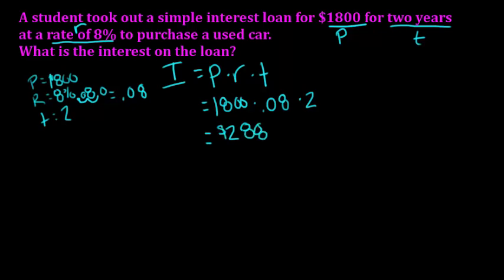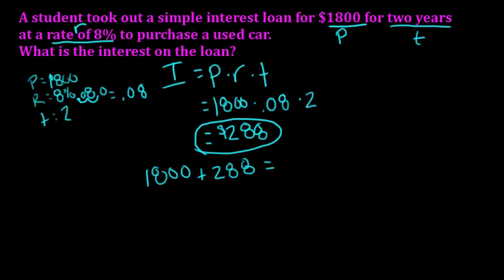So what is the interest on the loan? So for 2 years, paying an 8% interest rate on $1,800, you are going to pay $288 in interest. So in total, you will have paid the $1,800 and then the interest of $288. So after all of that, you're going to be paying $2,088 total over the 2-year period for your used car.